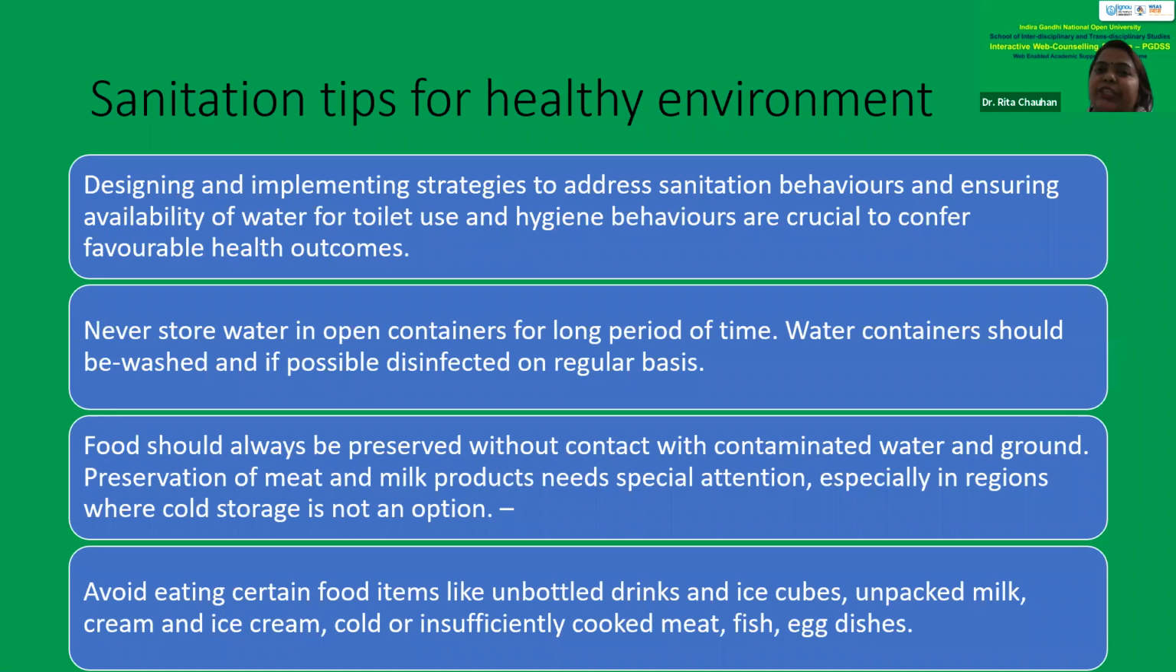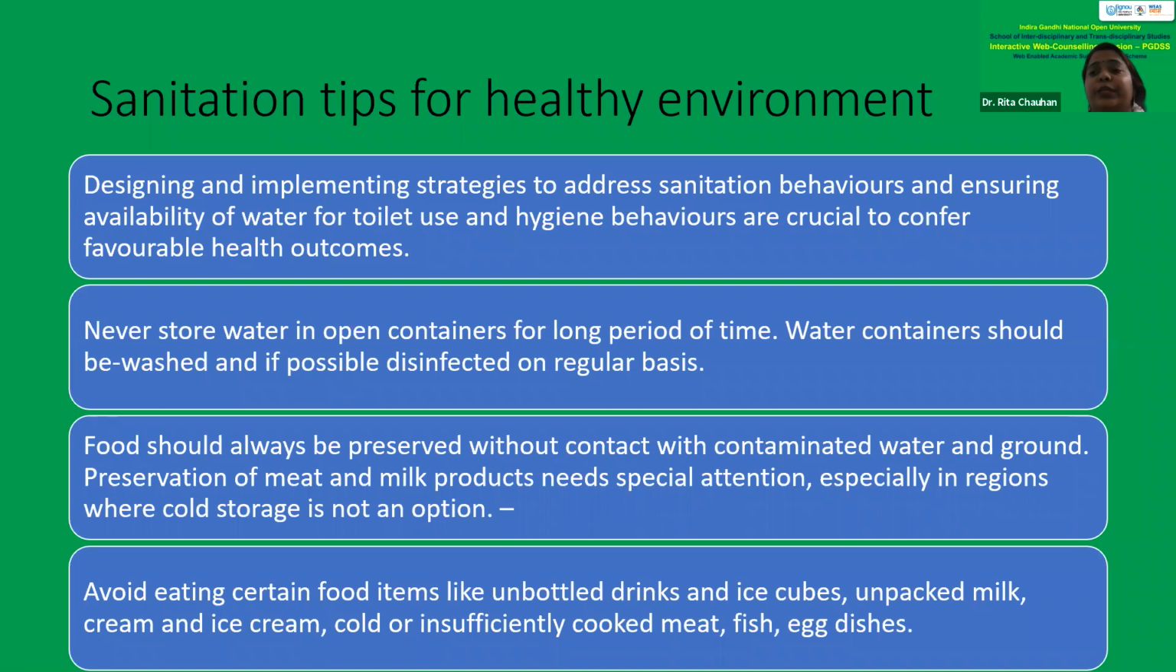So some sanitation tips for a healthy environment could be that we should properly cover all the containers. We should maintain hygienic conditions in our home. Water containers should be washed properly, with disinfectant on a regular basis. Food should be preserved without contact with contaminated water or ground. We should have preservation of meat and milk products.